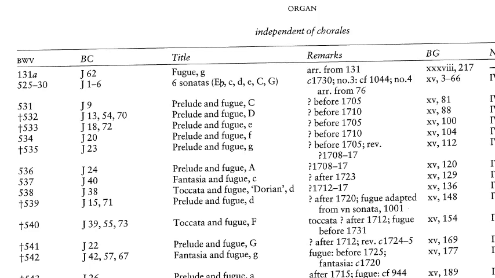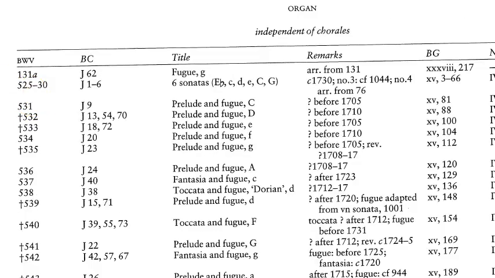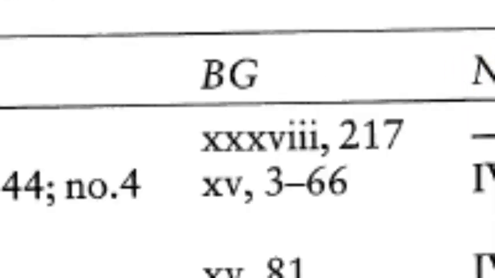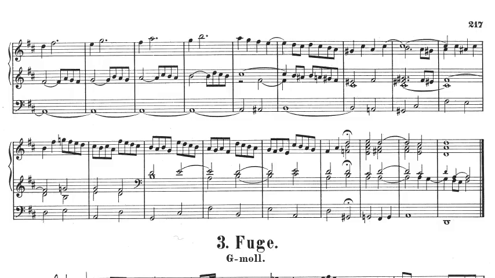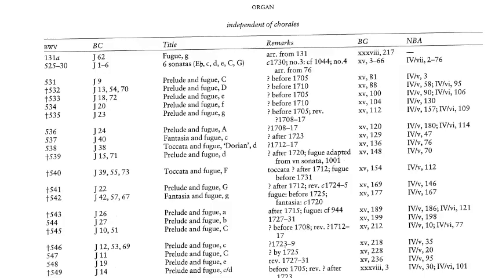In other cases, we may find ourselves looking for a piece whose reference in the NBA is not given at all, such as the organ fugue in G minor BWV 131A. Under Bachgesellschaft, New Grove tells us that this piece is in volume 38, page 217, and so we find it is. Under NBA, however, we find nothing at all, just an empty dash.